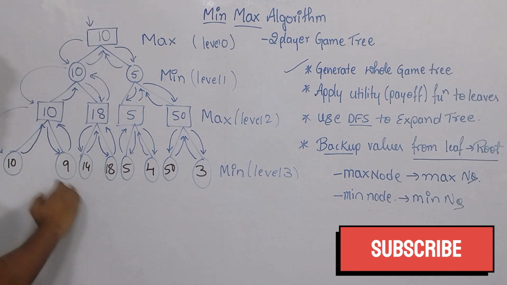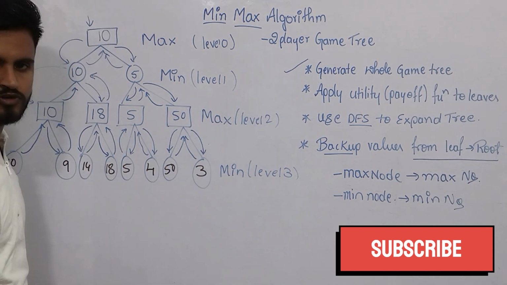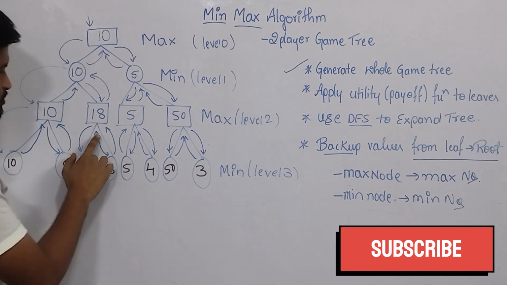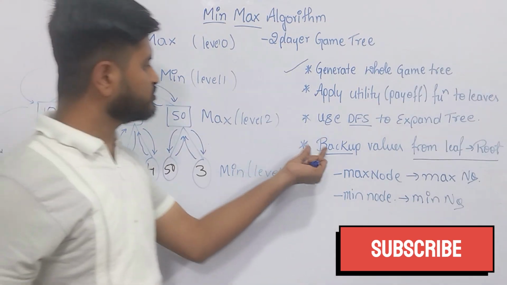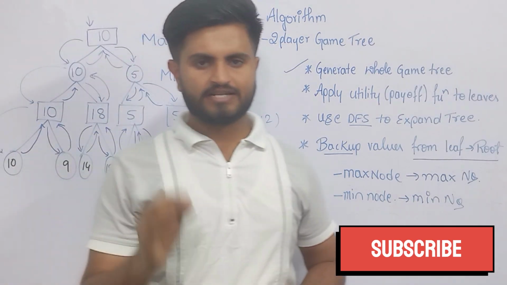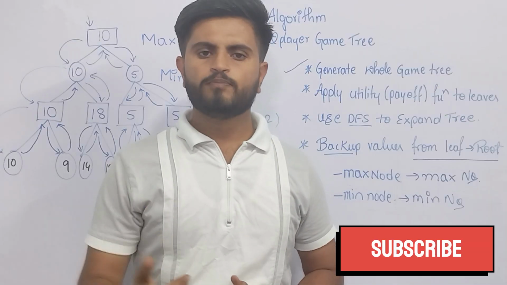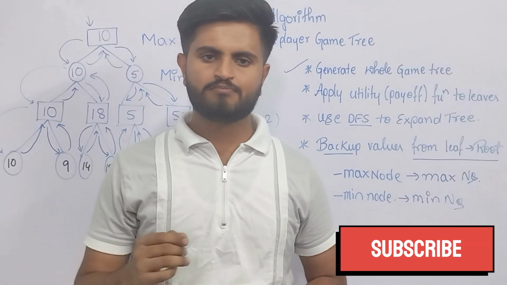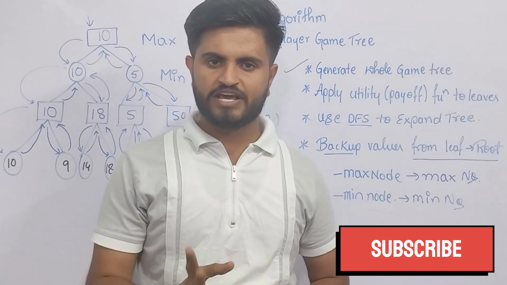You don't need to do all this using DFS also, but to get more marks, you must show this arrow that you used the BFS backtracking technique to solve this problem. So hope you understood the problem of the min-max algorithm, that is the 2-player game tree.